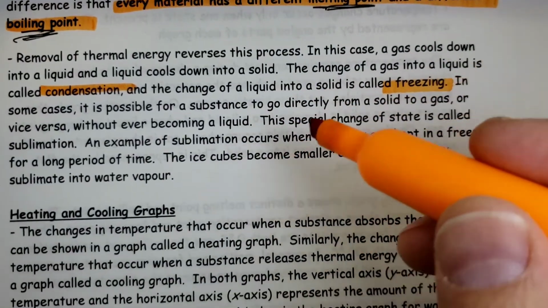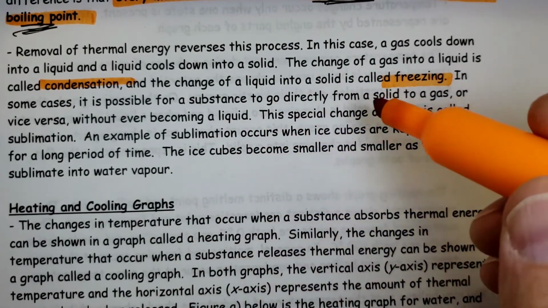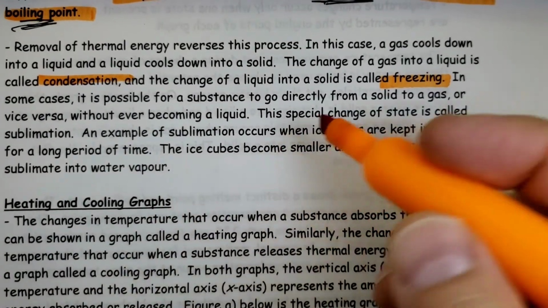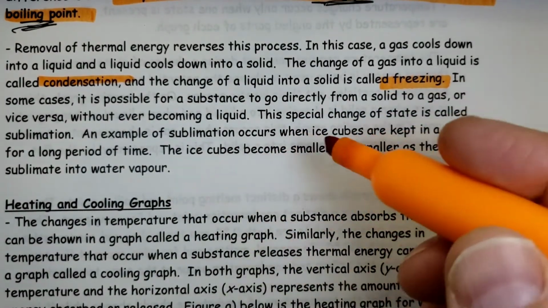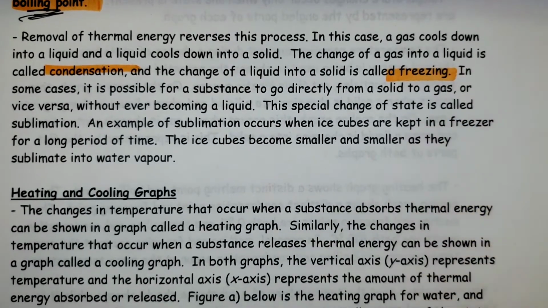In some cases, it's possible for a substance to go directly from a solid to a gas, or vice versa, without becoming liquid. That special case is called sublimation, when we skip that phase. An example of sublimation: when ice cubes are kept in the freezer for a long period of time, the ice becomes smaller and smaller as they sublimate into water vapor.